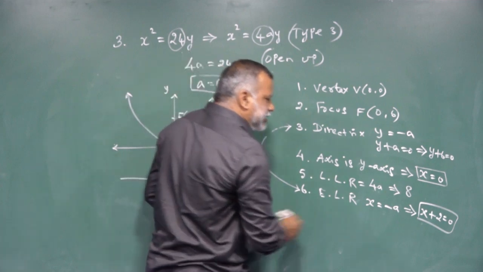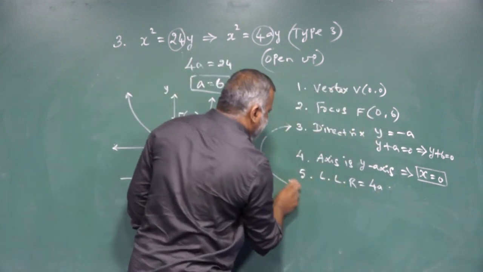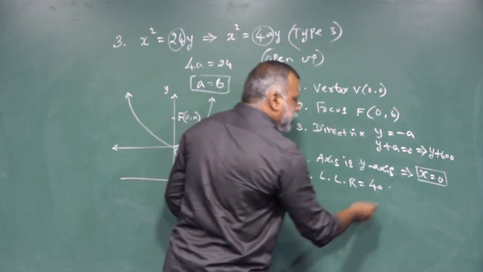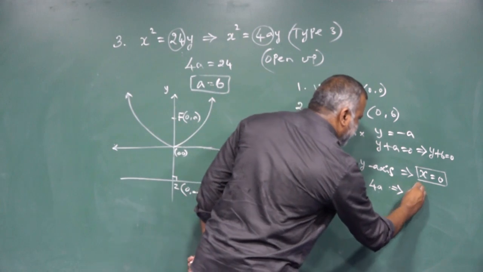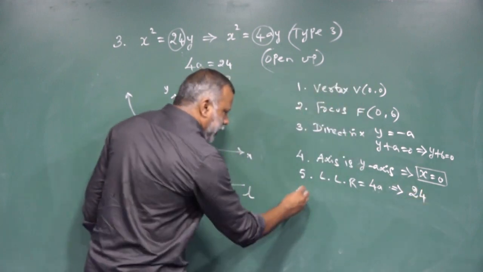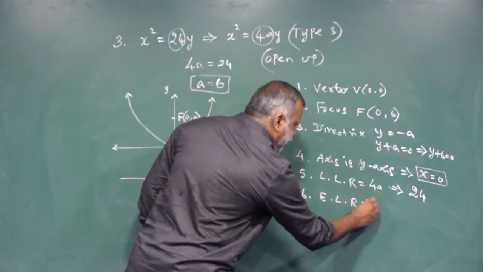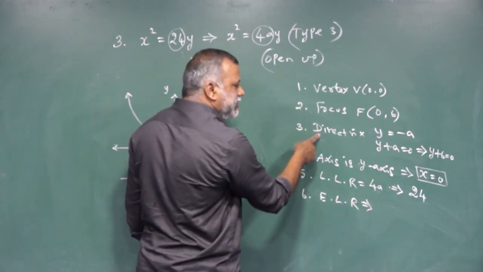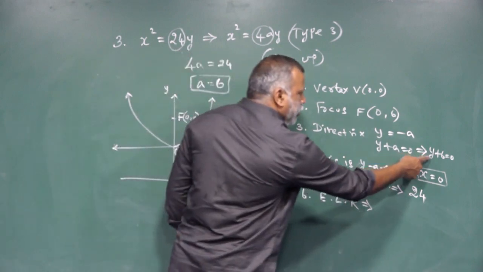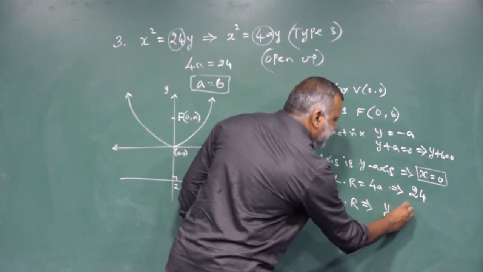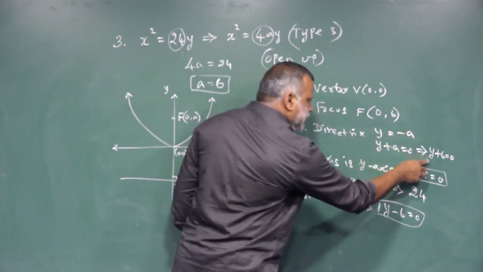Now the length of the latus rectum, the result is 4a. See, this result is 4a. Now a equal to 6 here. So therefore 4 into 6 becomes 24. Now the sixth result is the equation of the latus rectum. I already explained the directrix. When compared with the directrix, the equation of the latus rectum changes its sign only. Here y plus 6. Therefore we get y minus 6 equal to 0. So here y plus 6, here y minus 6.